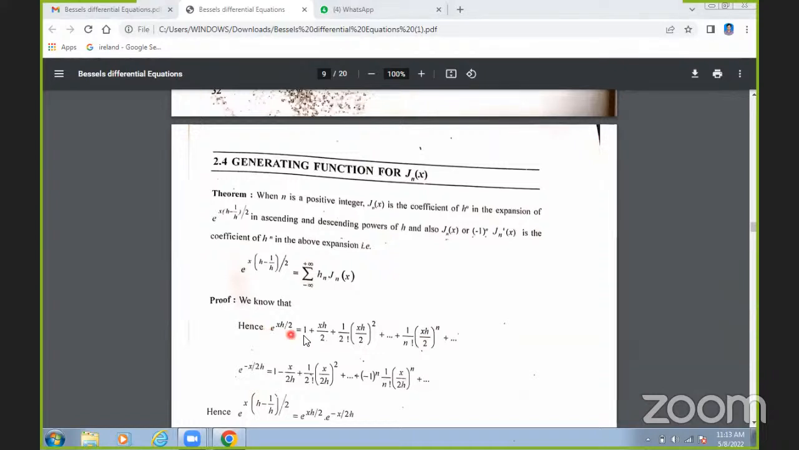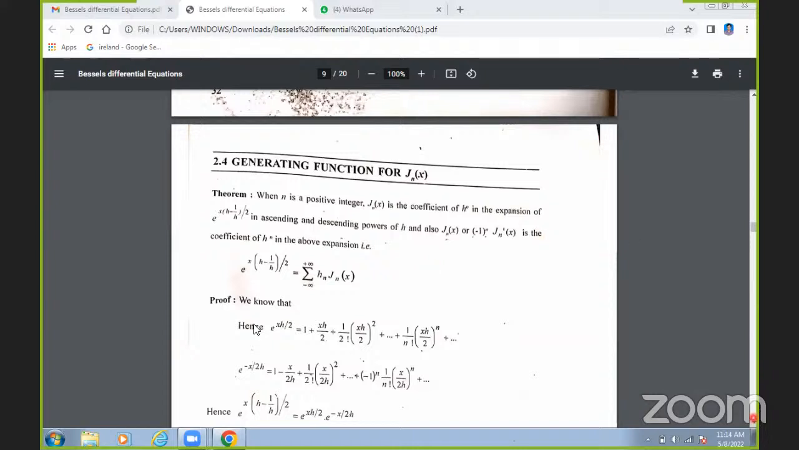So this will be in the form of the binomial expansion, whichever we have. So e to the power of xh/2 is equal to 1 plus xh/2 plus 1/2 factorial (xh/2) whole square and so on, 1/n factorial into (xh/2) whole power n. This is for positive power of xh/2.